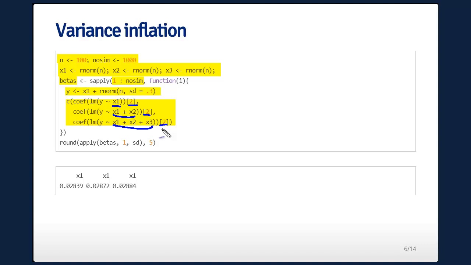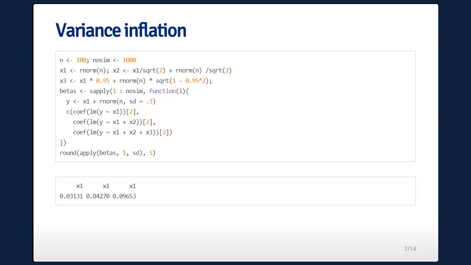Okay, and what you can see is in the first case where we only have x1, we get a standard error of 0.028. Then it goes up a little bit higher, 0.02872 if we include x2 in the model, and then it goes up even a little bit higher if we include x3 in the model. That's variance. That's the variance inflation.